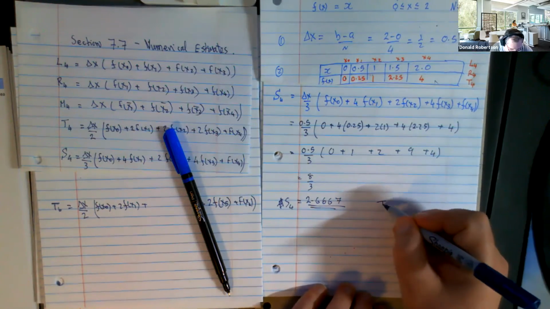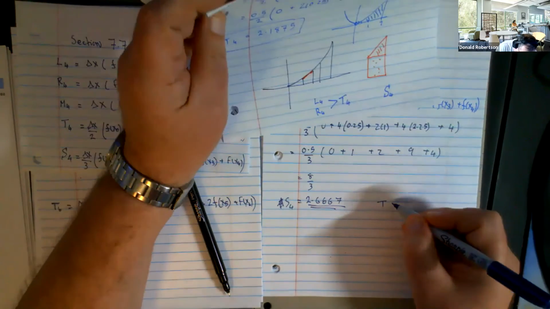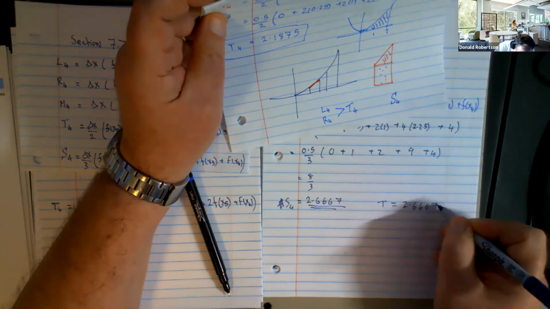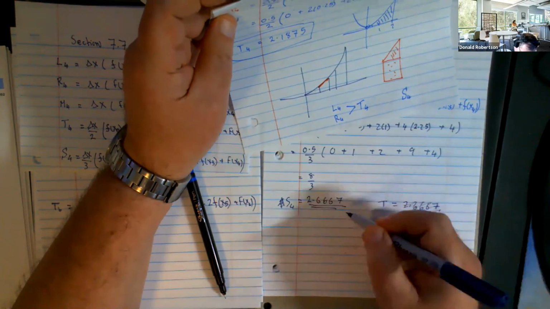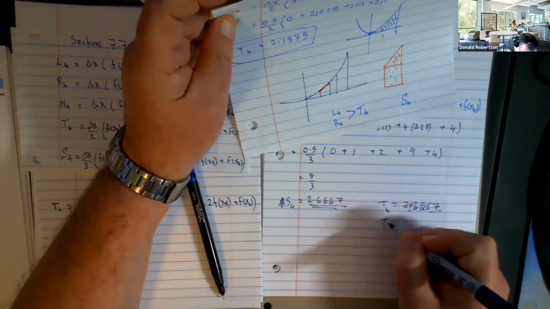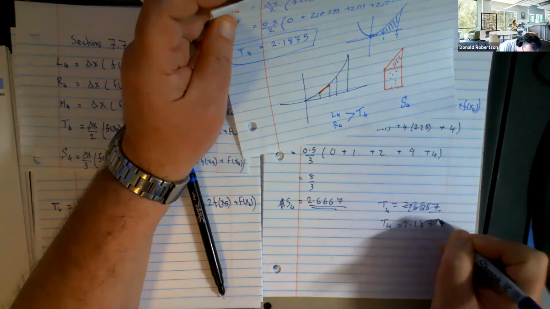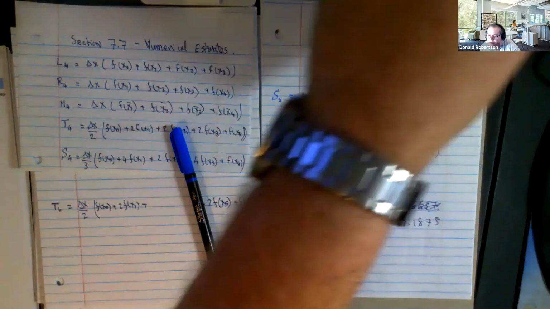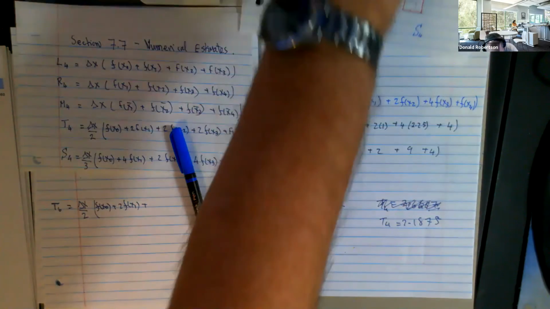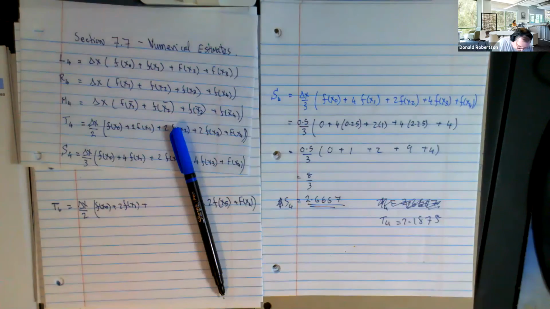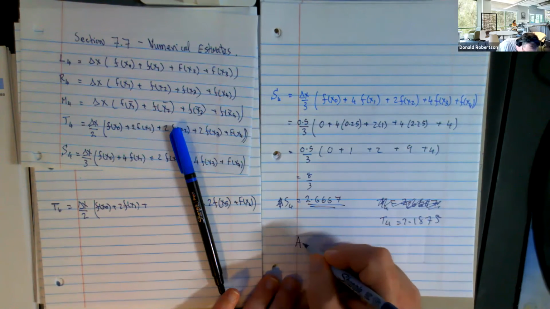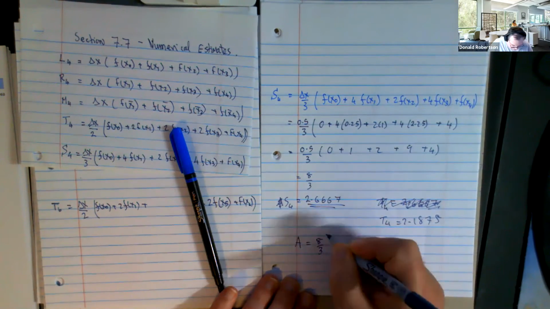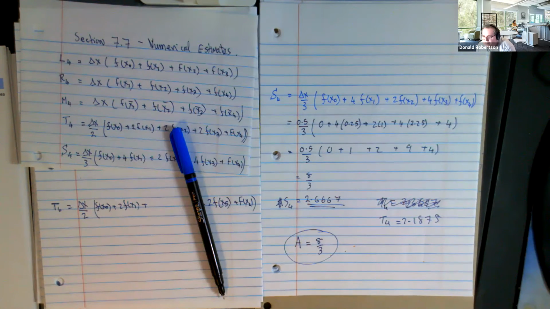Now we did T4 a moment ago, and T4 was 2.1875. That wasn't this number, 2.6667. Do you know what the exact answer is to that? If I did the same process as the question that I've got online, which you'll eventually be able to see, the exact answer is actually 8/3. Simpson's 4 got a perfect result.